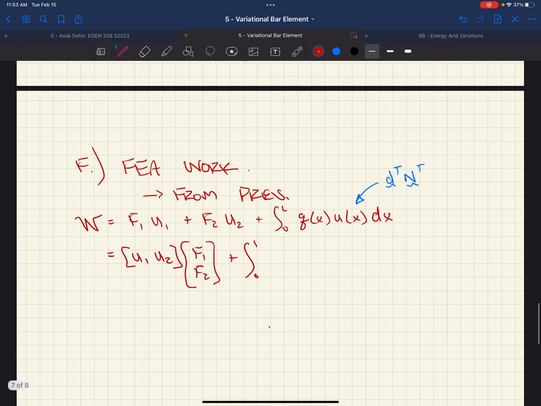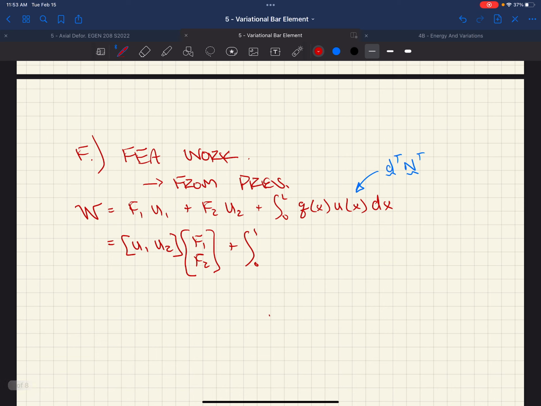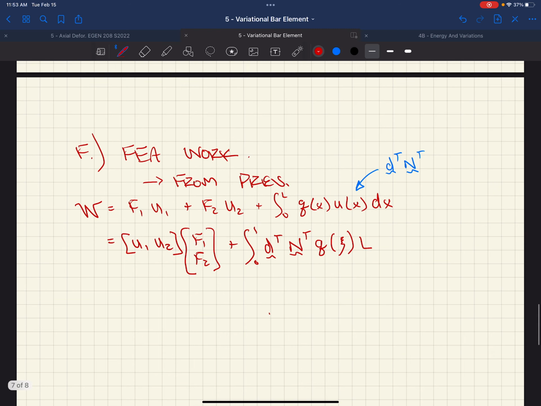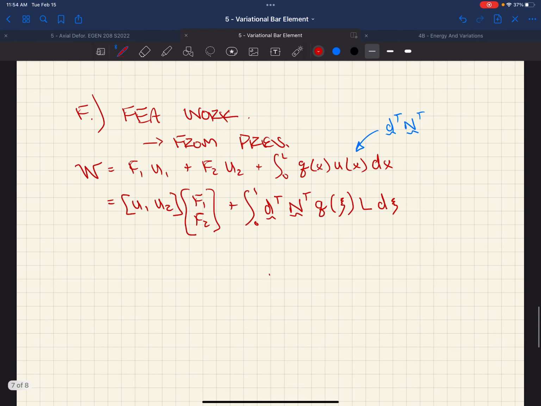because that's what our natural coordinate allows us to do. Now we no longer have it with respect to x. Our uniform load, our body load on our bar element, so now we get d transpose N transpose, there's our u sub x. We're going to replace it with our natural coordinate, because we know N is a function of our natural coordinate. We're going to multiply by L now to get that back in there, and we have d xi, using the chain rule again.